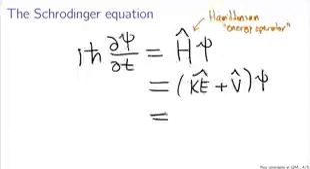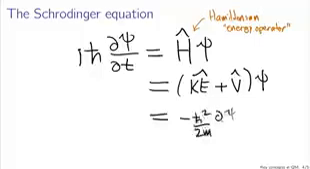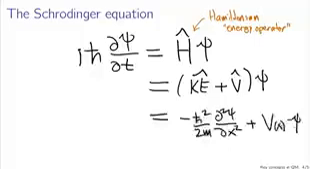And it turns out the kinetic energy operator can be written down. This is going to end up looking like minus h bar squared over 2m times the second partial derivative of psi with respect to position, plus, and then the potential energy operator is going to look like the potential energy as a function of position, just multiplied by psi. So this is the Schrödinger equation. Typically, you'll be working with it in this form.